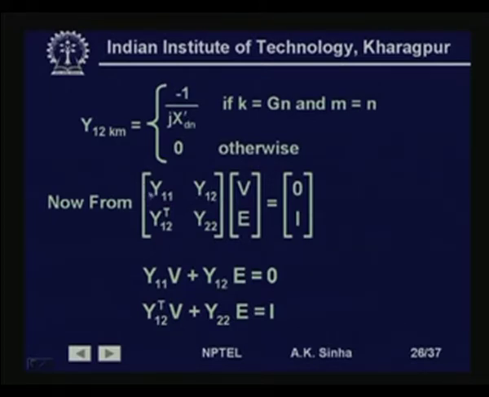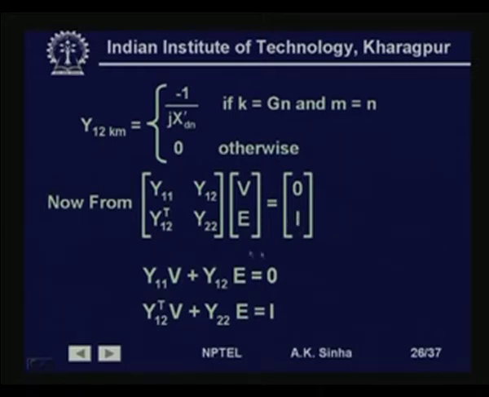and we can solve this by writing it into two separate equations. So, we have Y11 V plus Y12 E equal to 0. This is the first set of equations, and the second set of equations is Y12 transpose into V plus Y22 into E is equal to I.